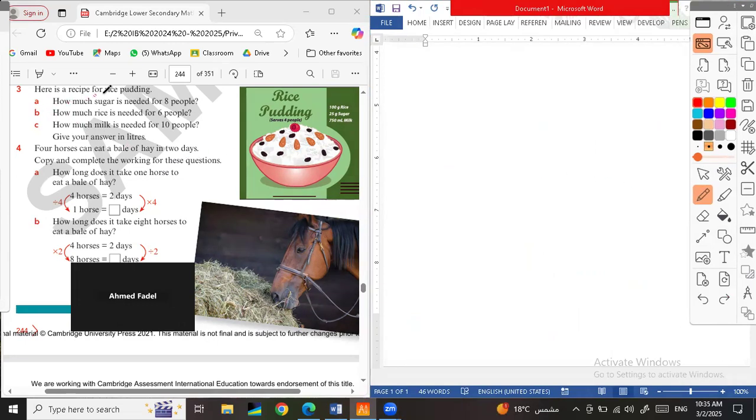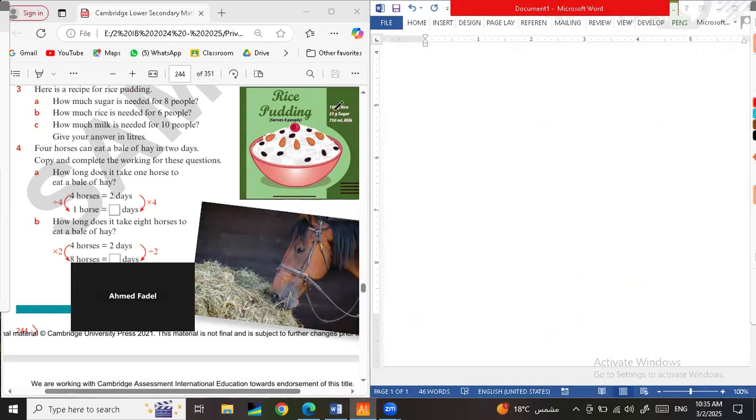Here is a recipe for rice pudding. What is the recipe? You need rice, sugar, and milk, and it serves a specific number of people. Rice is 100 grams, the sugar is 25 grams, and the milk is 750 milliliters, and that's all for 4 people. This is what this example is saying.